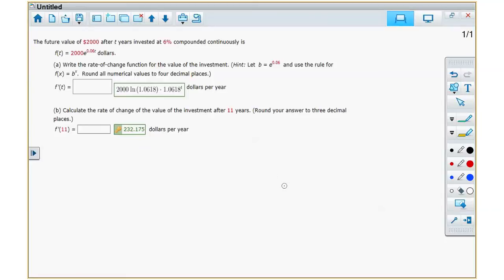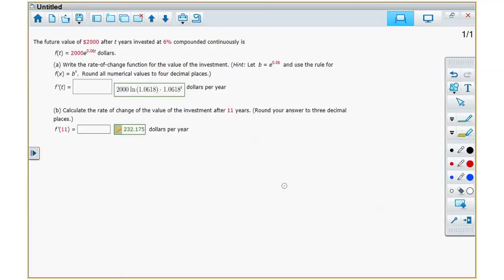And here's where they change the rules a little bit. They're telling you to rewrite this problem, and e to the 0.06, put that in parentheses and raise it to the t power, so you have a constant to an exponential.